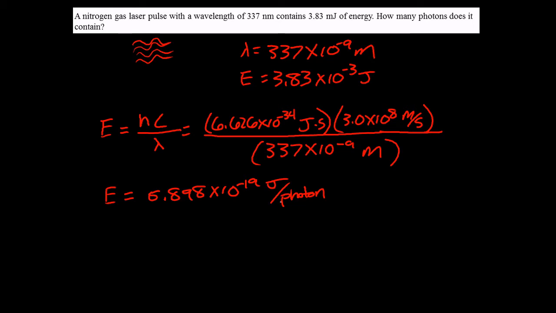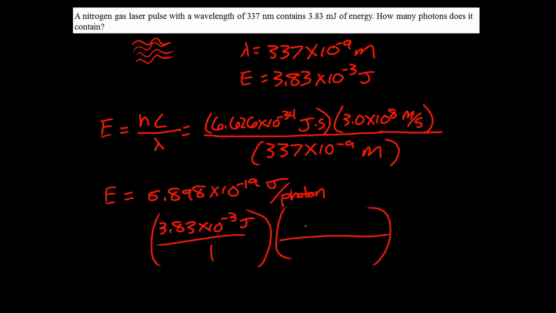So it's the joules for every one photon. We know the entire pulse was 3.83 times 10 to the negative third joules. And so if we just plug this in here, just like it's a conversion factor, we know that we have 5.895 times 10 to the negative 19 joules for every one photon.